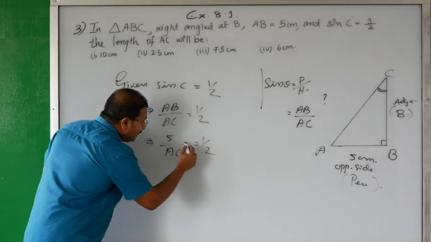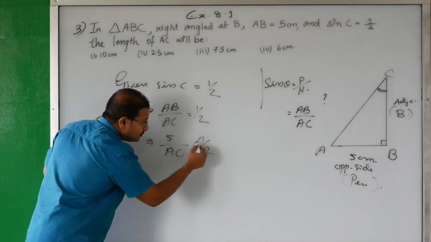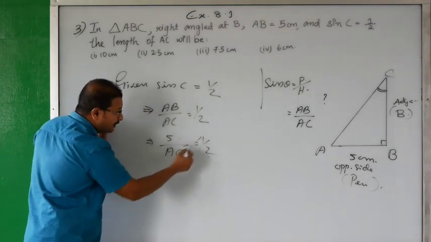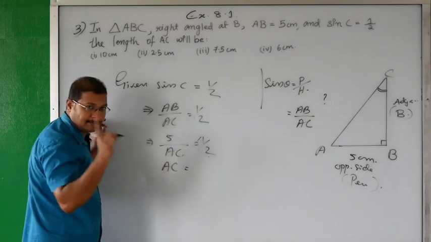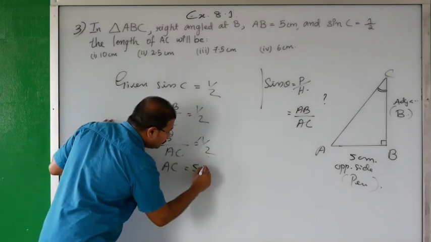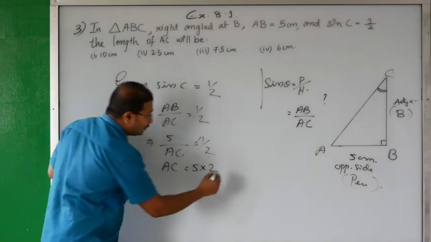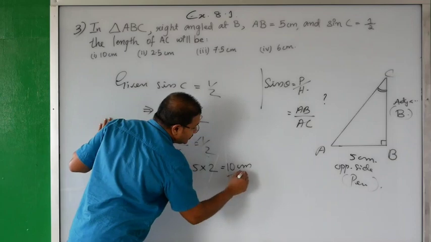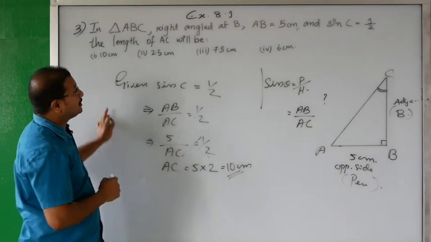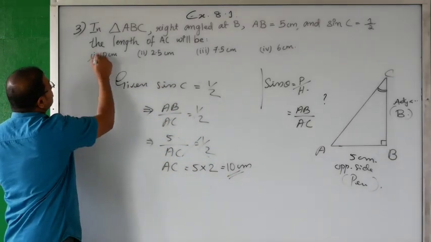Let's cross multiply this way. Ready? Cross multiplying. So, we want AC. So, we'll write AC into 1. AC into 1 is AC. Equal 5 into 2, equal 10. Of course, it is in centimeter. So, the answer is 10 centimeter. So, your right option is 1.